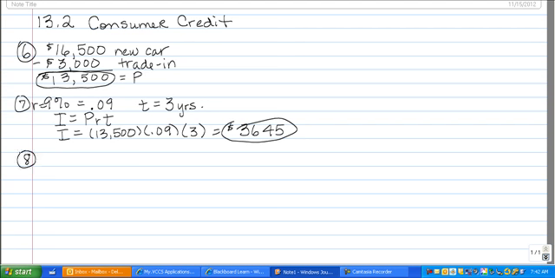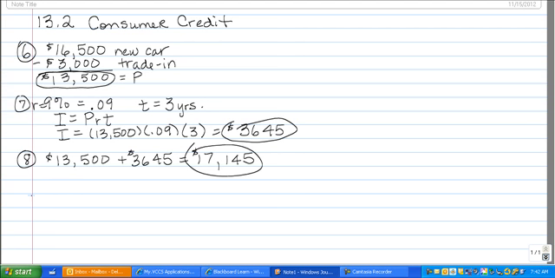Number 8 says find the total amount to be repaid. So that's going to be the amount financed plus the interest, which should give us the total amount repaid. I hit the wrong key there. Okay, 13,500 plus 3,645 gives us 17,145. So that's the total amount to be repaid.